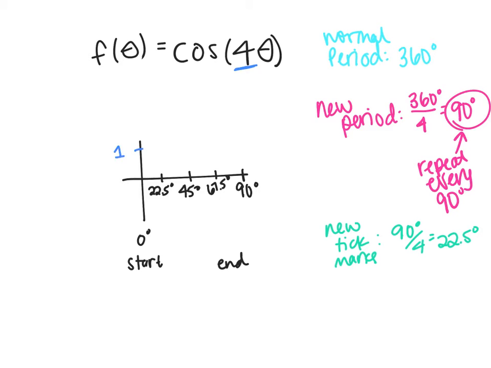Now everything else on this graph is the same as always. Amplitude is 1. It's going to go up to 1, down to -1. This is a cosine graph, so cosine starts at the top, down to the middle, bottom, middle, top. Connect all your dots, and you're done. So the period is going to affect how often it repeats, which when you're graphing it, is going to affect what those labels of your graph are.